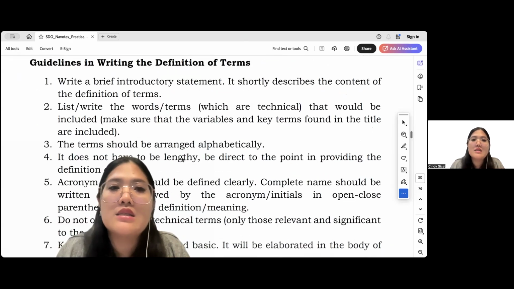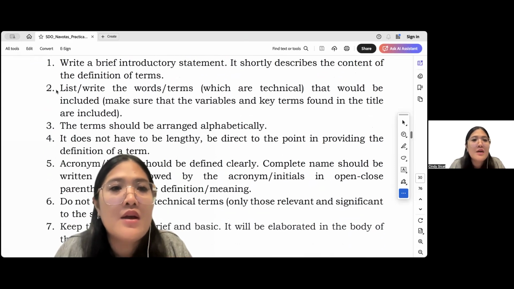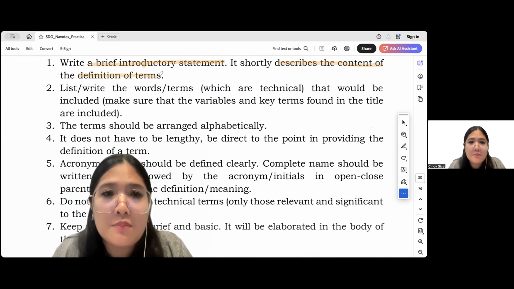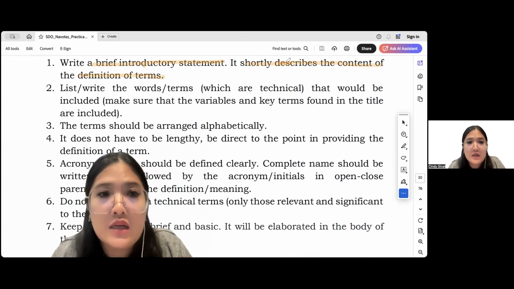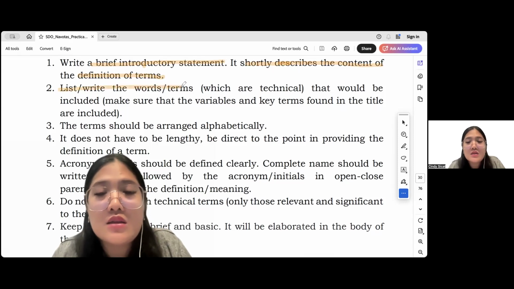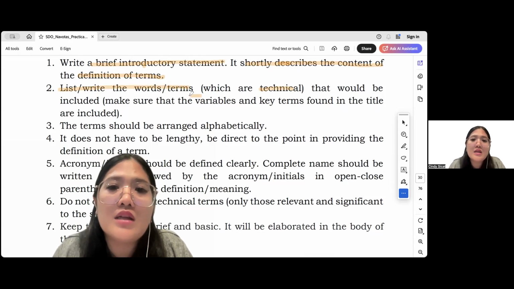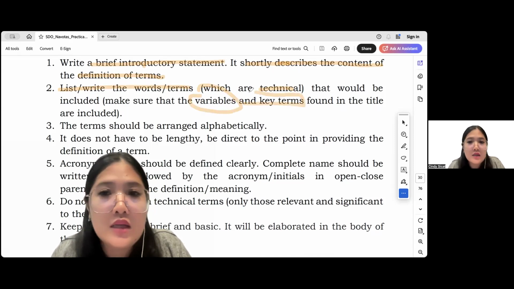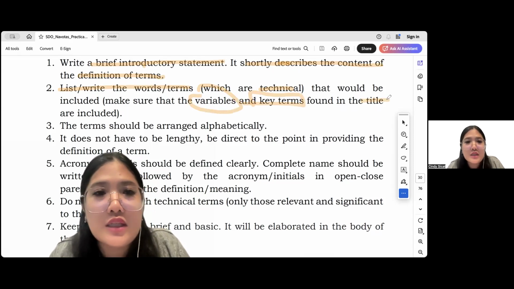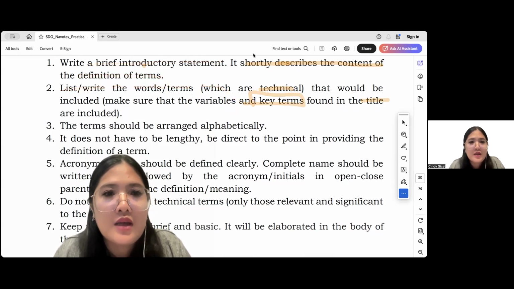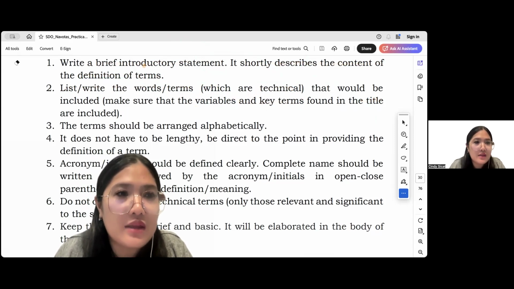So what are the guidelines, okay, in writing the definition of terms? First, you have to write a brief introductory statement. So you describe the content of the term or the definition of terms shortly. Okay? And then we list the words or terms that are technical that would be included. Make sure that the variables and the key terms, especially those that are found in your title, they have to be in your definition of terms. Okay? And then the terms would have to be arranged alphabetically. Okay?